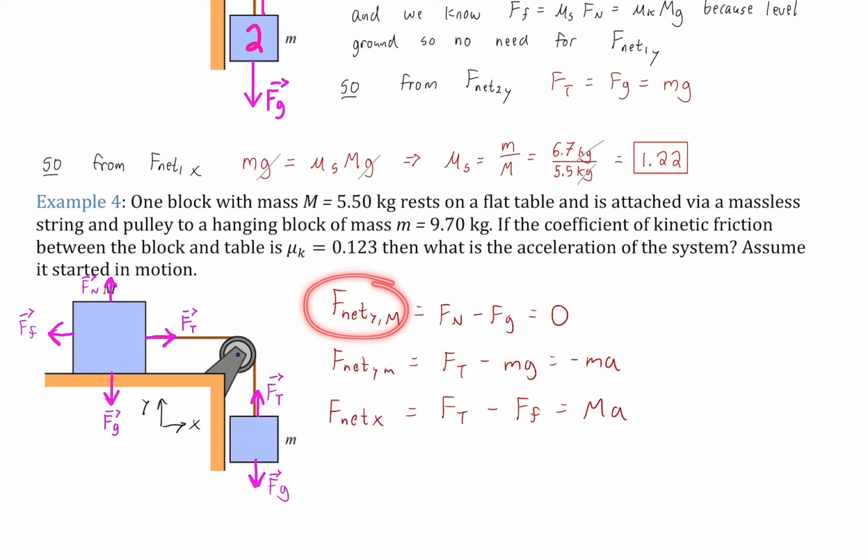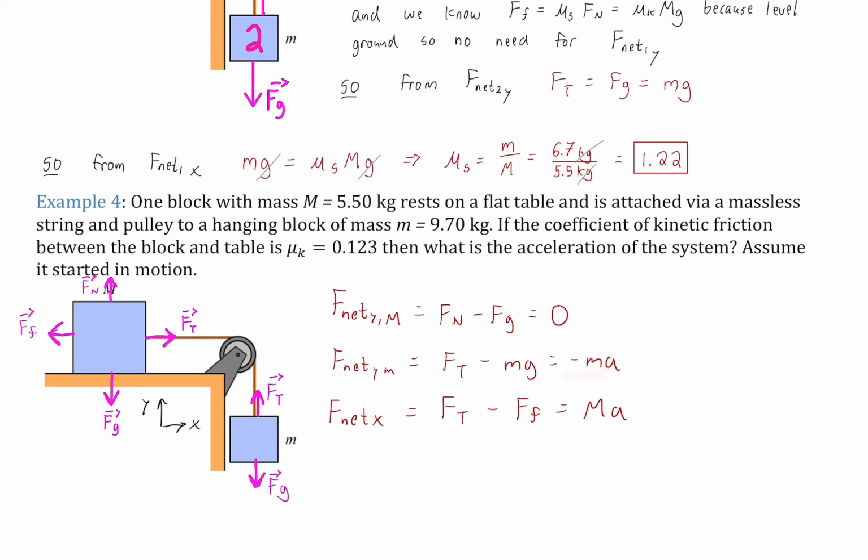In the y direction for big M, there is no acceleration because big M is not moving up and down. It's only moving left and right. It's only going to accelerate that way, right? So that's the one case that's 0. Meanwhile, F net y for little m is tension pointing up this time because I defined positive y as up, minus gravitational force, mg, and that's going to be equal to negative ma.